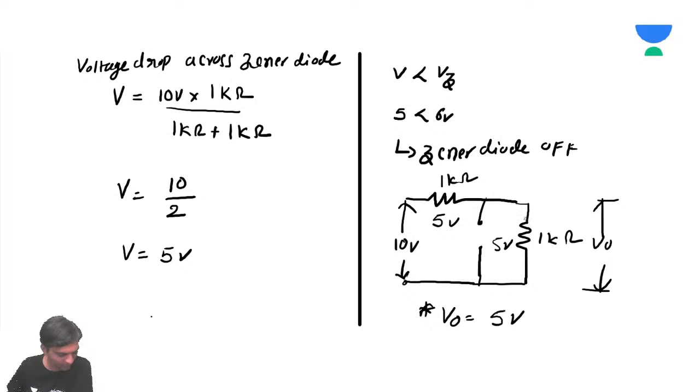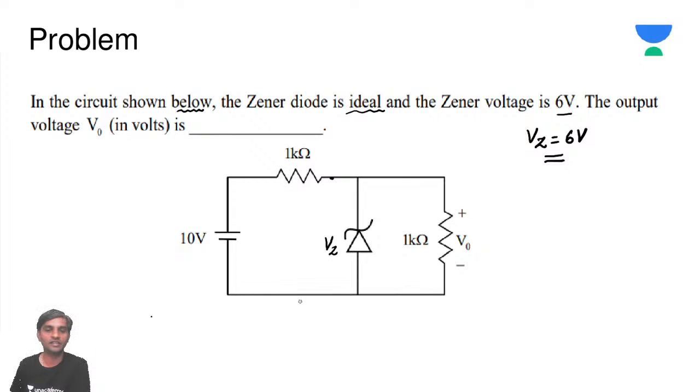Okay. Correct, Balaji. What you told is correct. So the output voltage answer is 5 volts. Okay, now we'll move to the next problem.